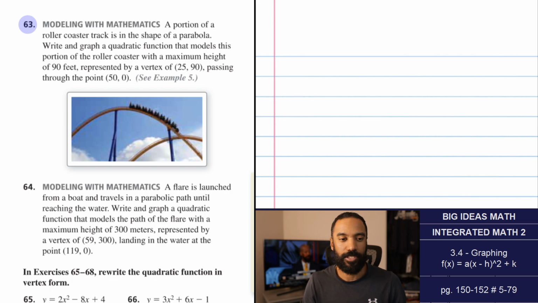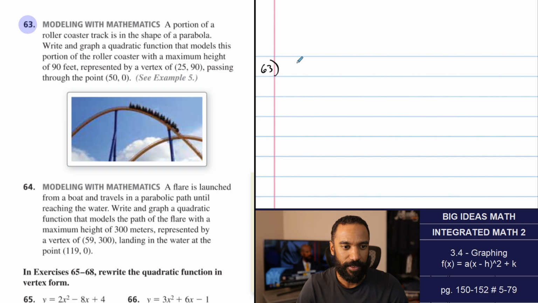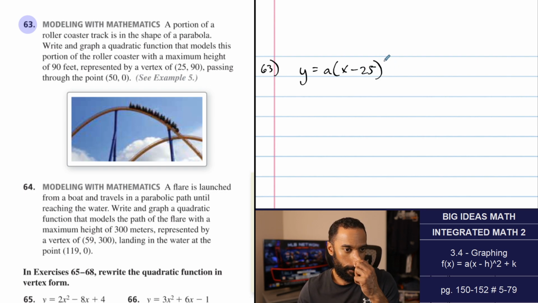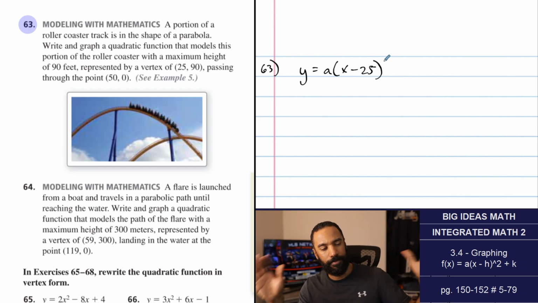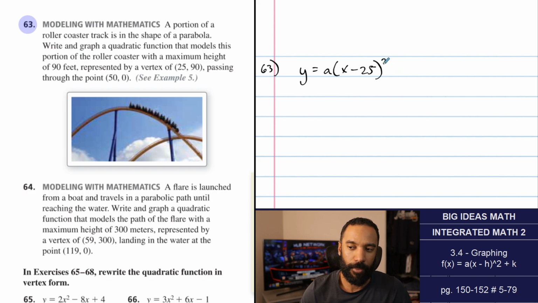Modeling with mathematics. A portion of a roller coaster track is in the shape of a parabola. Write and graph a quadratic function that models this portion of the roller coaster with a maximum height of 90 feet, represented by the vertex 25, 90, passing through the point 50, 0. I think it's more of the same here, just when it comes to vertex. Y equals A times x minus h. That's a 25. I think it's just how many feet over. 25 feet over, you're 90 feet up from whatever they're referring to.